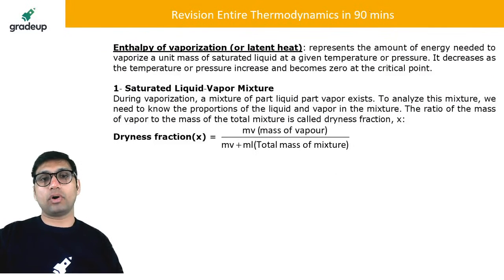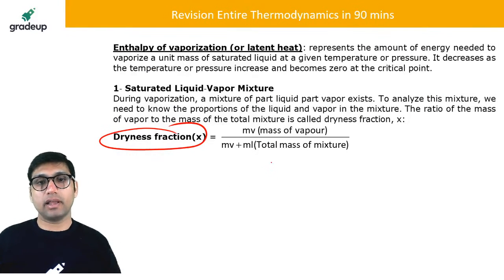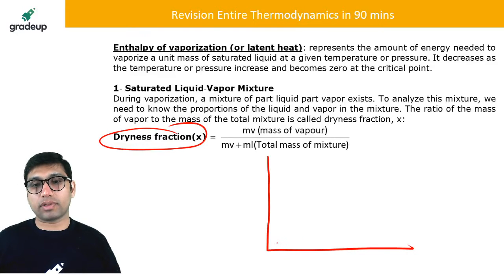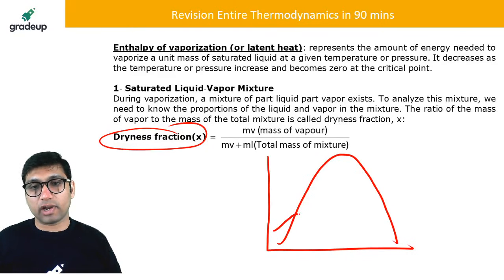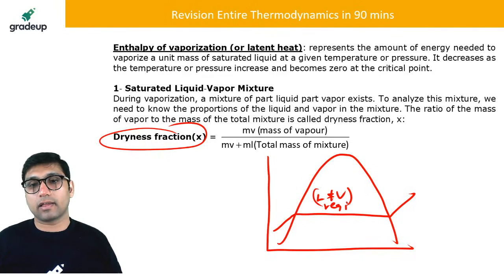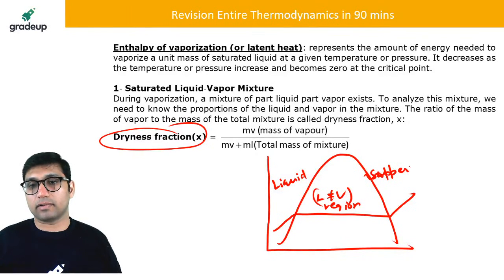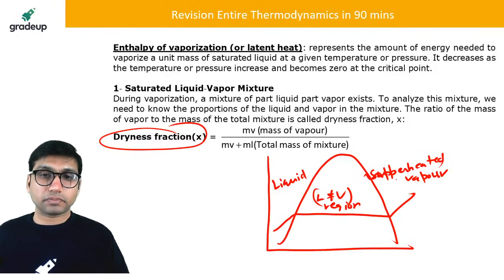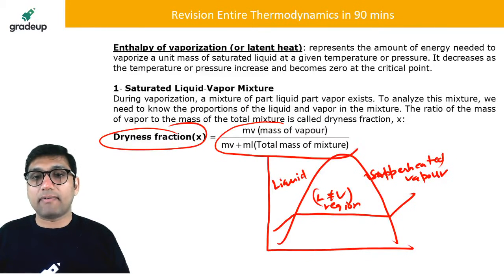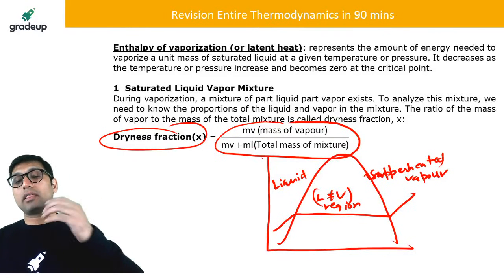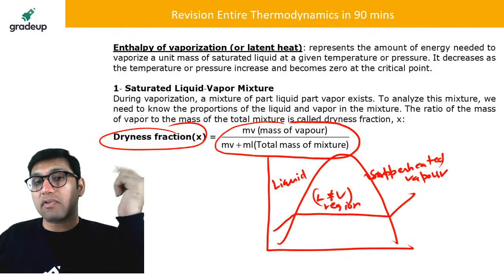Okay, now I have to tell you about a very important term called dryness fraction. What is dryness fraction? Suppose we are having a phase change process from liquid to vapor. If you are heating a liquid, it is changing into vapor. So this is the liquid plus vapor region. Okay, this is the liquid region and this is the superheated vapor region. ठीक है? So my dear students, what is dryness fraction? Dryness fraction is defined as the mass of the vapor divided by total mass of liquid plus vapor. But is this the formula of dryness fraction?